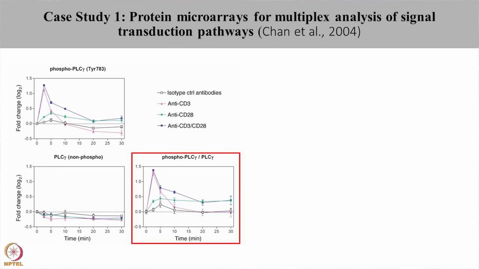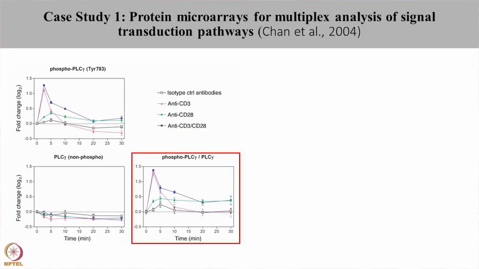So, in this graph you can see the phosphorylation kinetics did not change when the cells were treated with isotype control antibodies. However, when the cells were treated with anti-CD3 antibodies, a quick phosphorylation was seen at around 2.5 minutes, which then dropped at 10 minutes and reached the baseline level. The green line shows the phosphorylation level of PLC upon treatment with CD28. Here you can see that although the phosphorylation was less, it was sustained till 30 minutes.